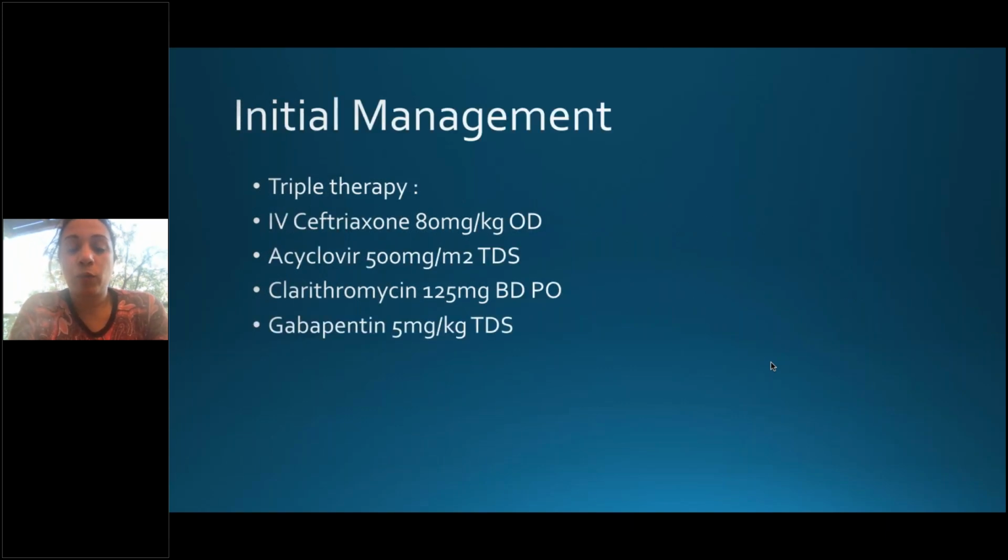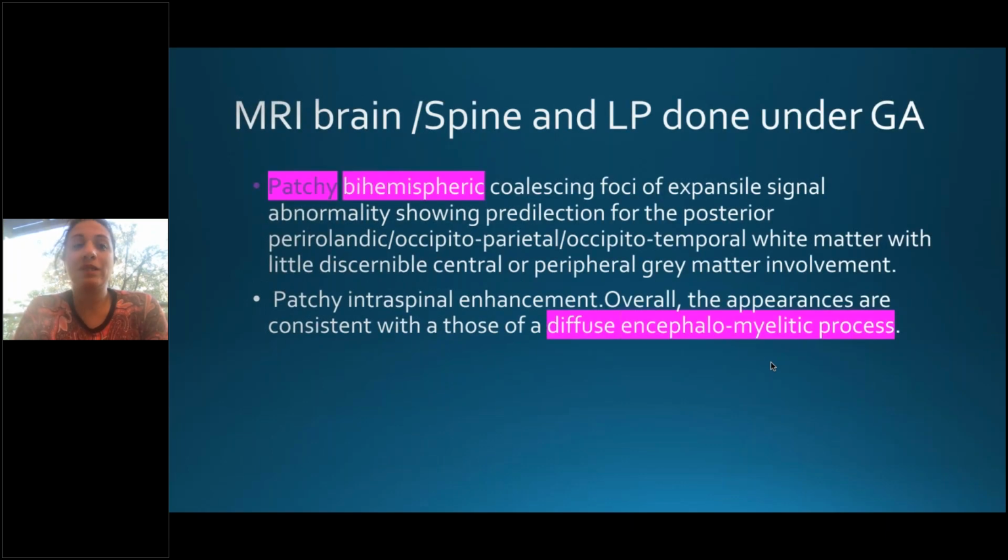So the initial management, when he was first transferred, he was started on triple therapy, so ceftriaxone, acyclovir, and clindamycin to cover for meningoencephalitis. And then we started him on gabapentin because he had a lot of pain and his neck was quite stiff. He was very reluctant to move it, so we thought he might be having some neuropathic pain. So we started him on a low dose of gabapentin. And then we did the MRI brain and spine and lumbar puncture. That was done under general anesthesia.